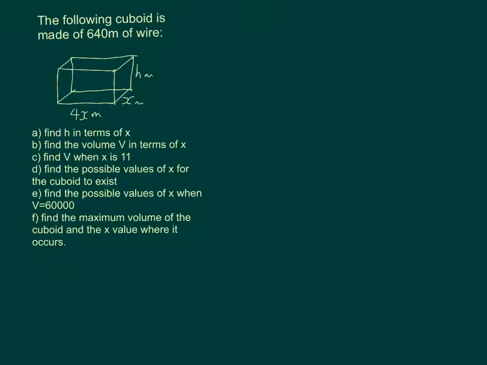Okay, on to part F now is where we're up to. Find the maximum volume of the cuboid and the x value where it occurs. So the best way to do this for you at this point in time is again to use the graphic calculator. So I'm now going to pull up a couple of diagrams with some screen captures of what I did.